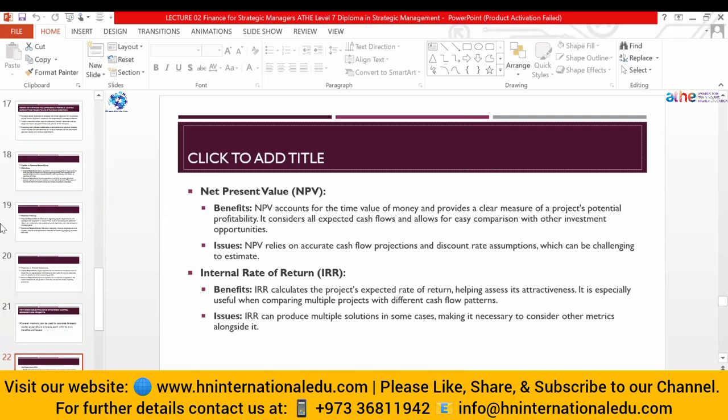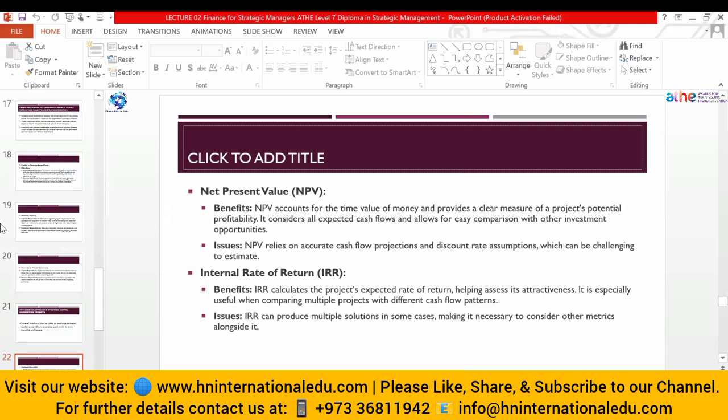Then comes internal rate of return (IRR). It calculates the project's expected rate of return. That is, you invested in the project in 2018. What will be the return in 2020? That is an IRR. It helps in assessing its attractiveness, whether it's going to be a good one or a bad one. It is especially useful when comparing multiple projects with different cash flow patterns like A, B, C, D, and so on.